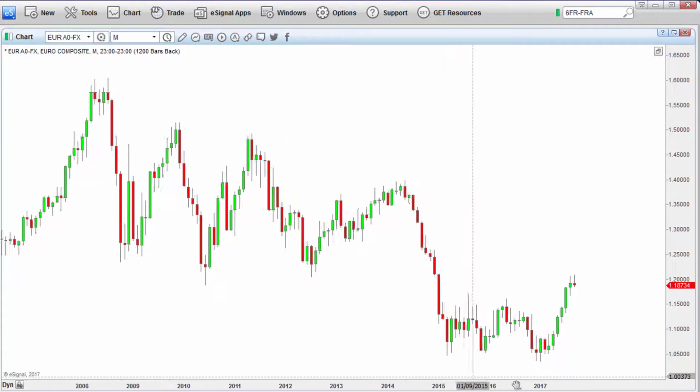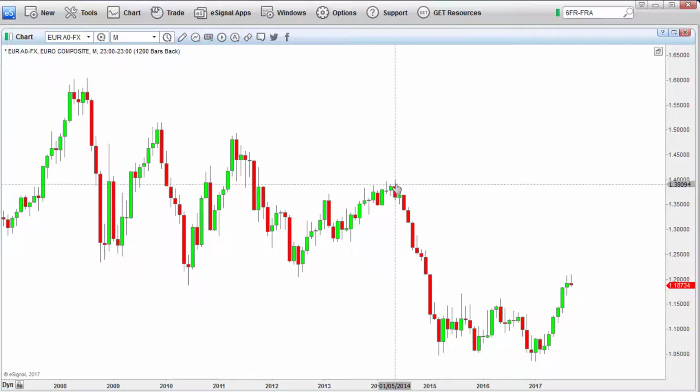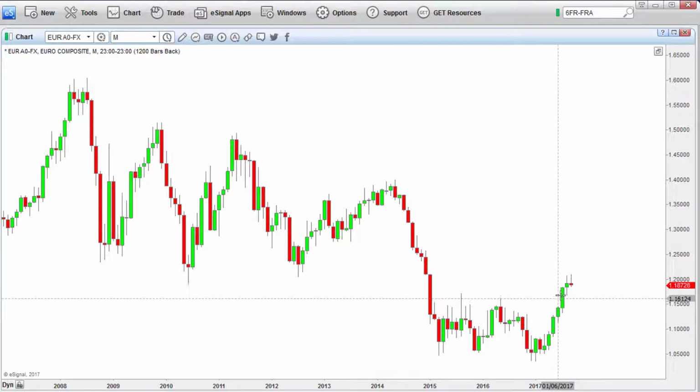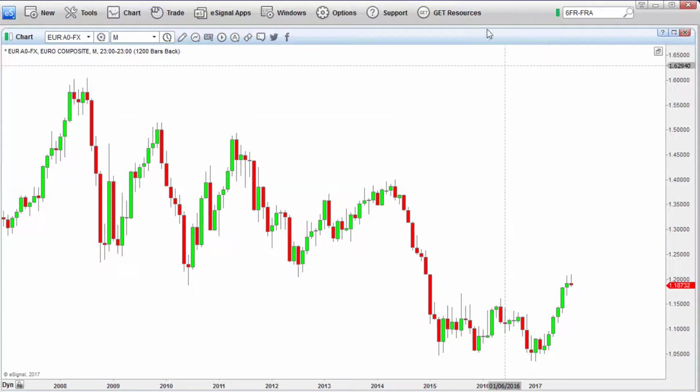On the monthly chart, price in 2014 was heading down. A lot of traders profited highly from this decline. Then price went into consolidation and found support around this area here, and since then we've seen a nice move to the upside, so we want to see a continuation of this before we start buying the euro dollar.